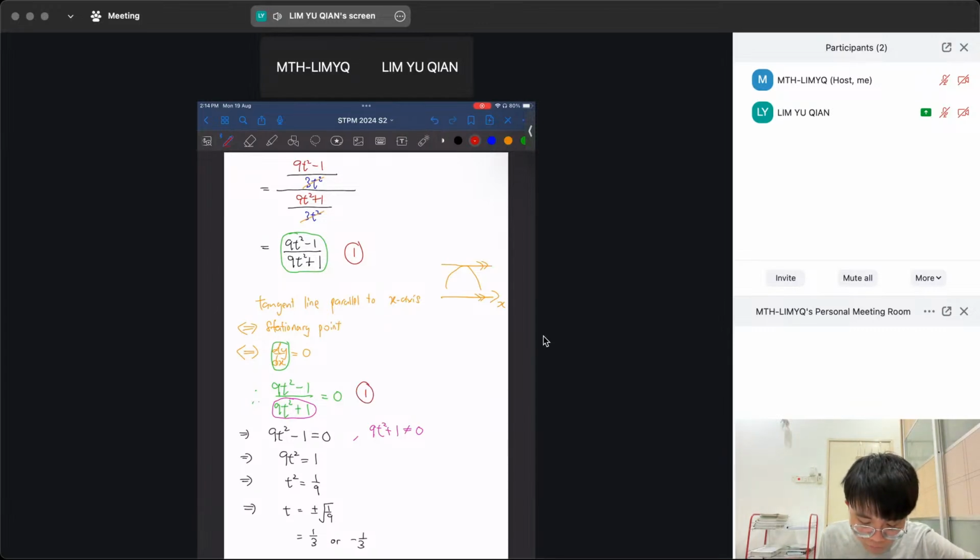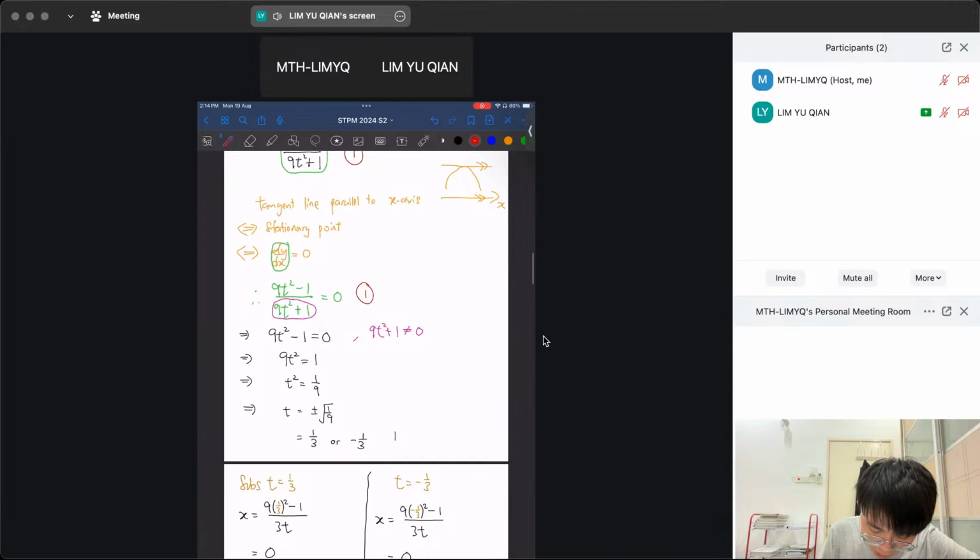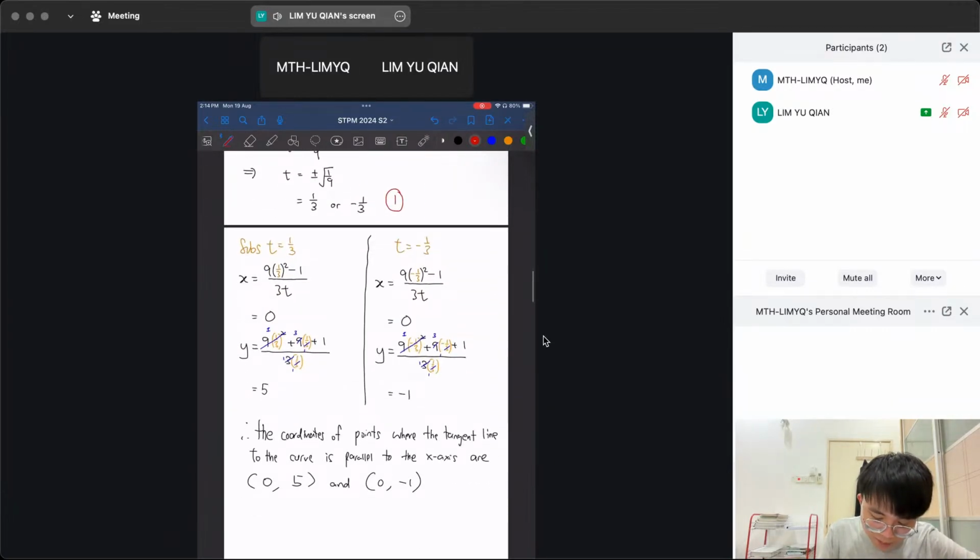And then you need to solve for it until you get two values, one t and the other t. And then finally, substitute, this one is very easy only, so I think maybe just 1 mark only. So until you make a conclusion, and then there will be another mark. This is what I think.